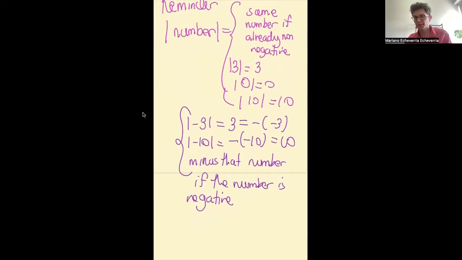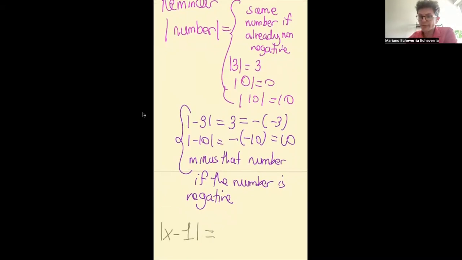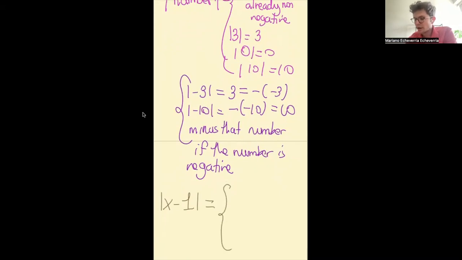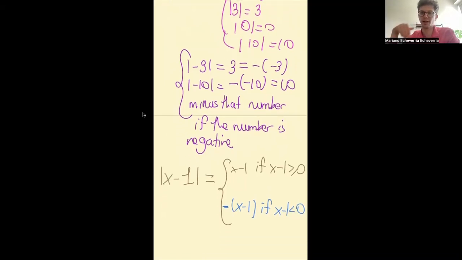So what's happening here, right? If I give you the absolute value of x minus 1, think of x minus 1 as our number. If x minus 1 happens to be positive or non-negative, then you should just get x minus 1. But if x minus 1 happens to be negative, then we have to put a minus in front of it. So that's basically how the splitting happens in this case. For the absolute value of x minus 1, you leave it alone if x minus 1 is positive, and you multiply by negative 1 if that happens to be negative. Is that making sense so far? Are there any questions about how I'm writing this expression for the absolute value?